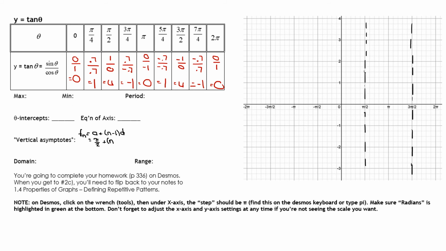N stays n, Tn, and d is the common difference. So what is the common difference between these two asymptotes? How many units are in between there? And the answer is pi. So there's a total of pi units there. 3 pi over 2 subtract pi over 2 is the same as 3 over 2 subtract 1 over 2. So our common difference is pi. So I'll put a pi there.